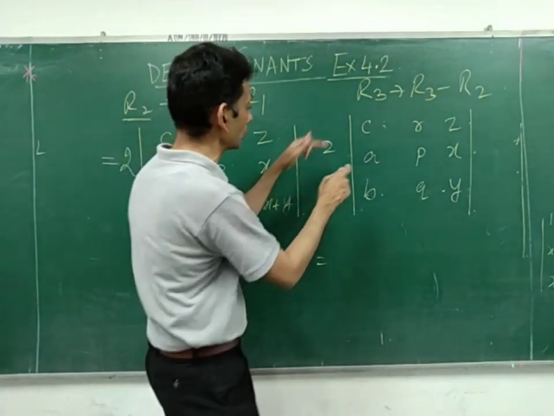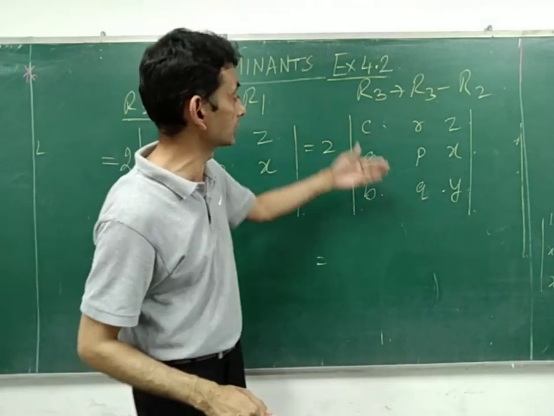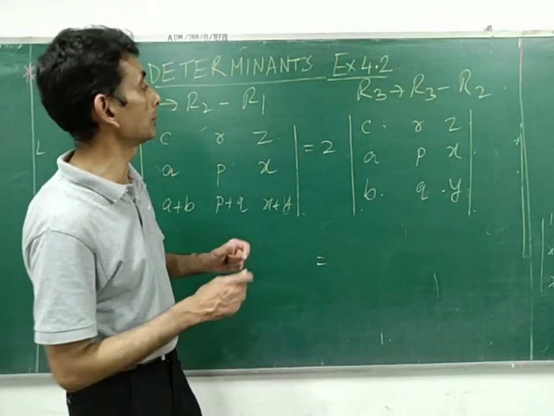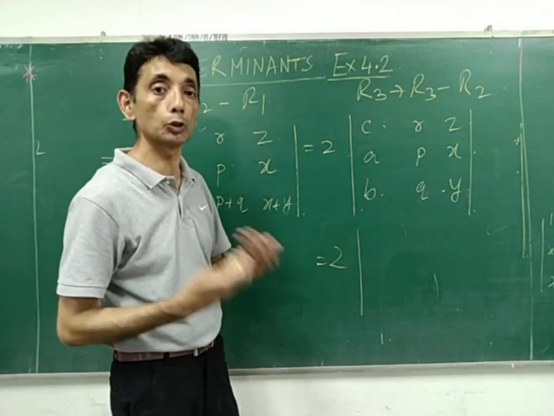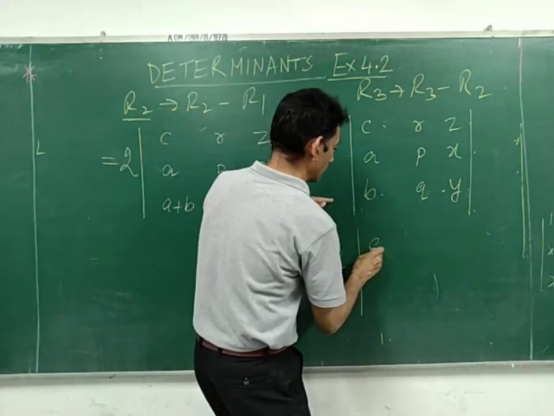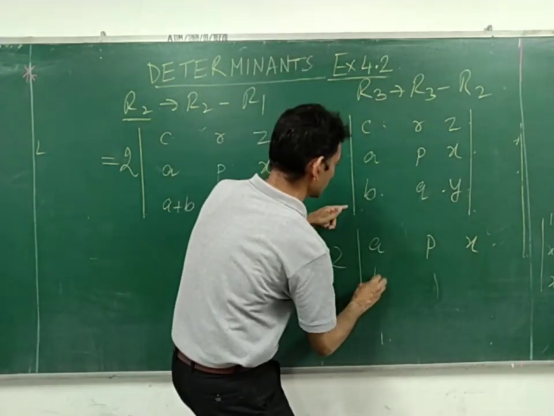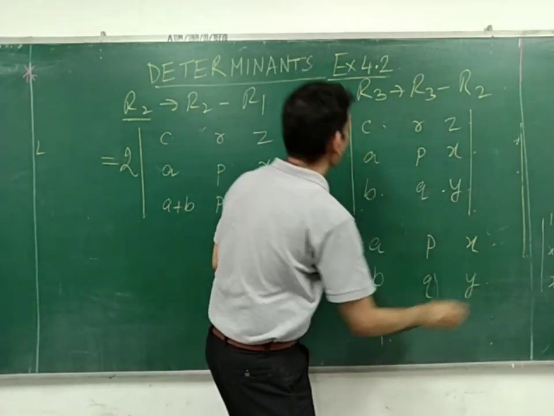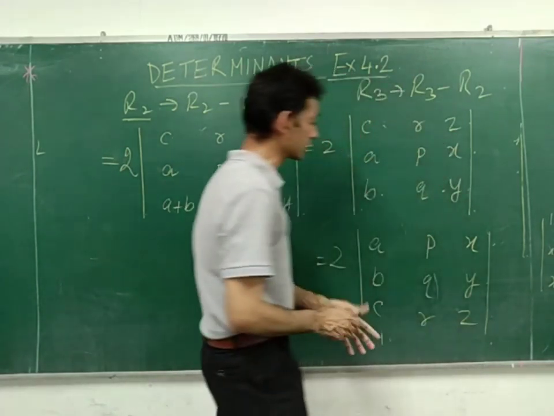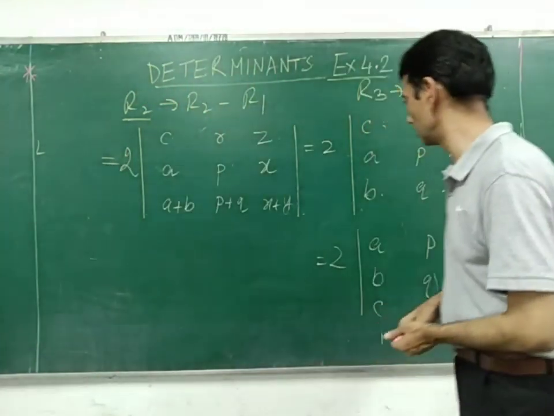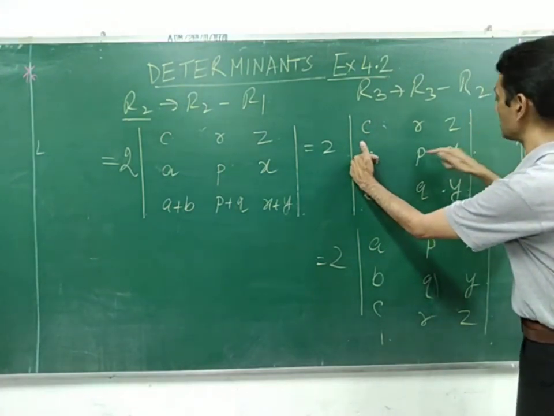So we know that for 1 pair of changes in the rows, the determinant gets multiplied by a minus sign. If we make 2 pairs of changes, then it will be multiplied by a plus sign. So in one go we'll change 2 pairs of rows. Therefore we'll write the first row as A, P, X, the second row as B, Q, Y, and the third row as C, R, J. Because I explained this concept in the previous video also, that C, R, J you bring down to the second position, A, P, X bring down to the first position.